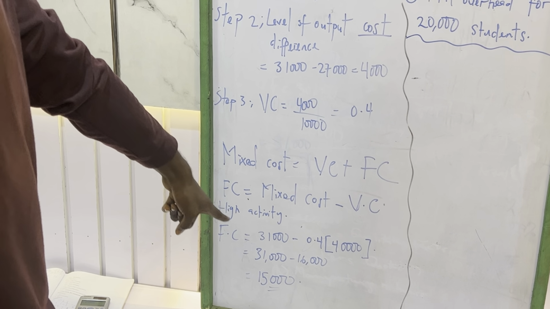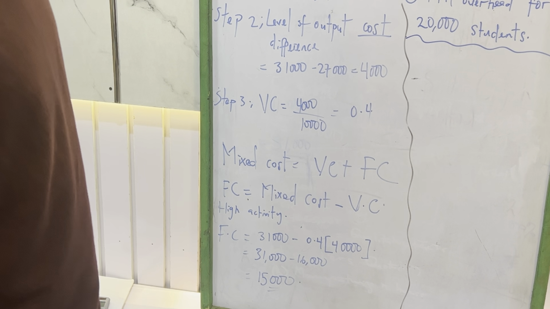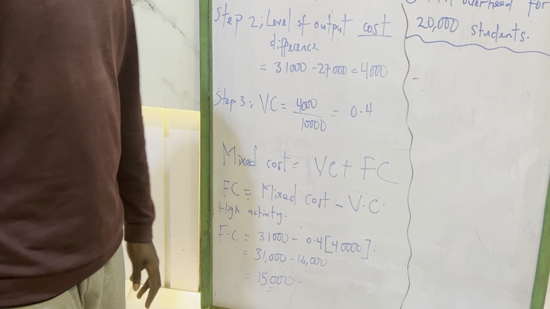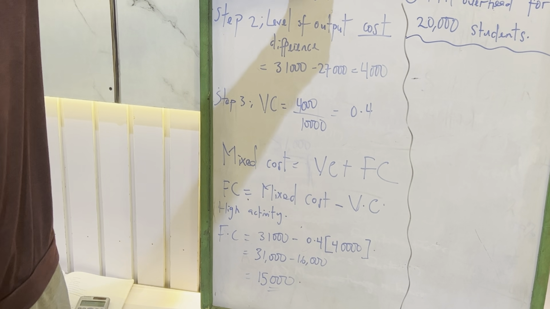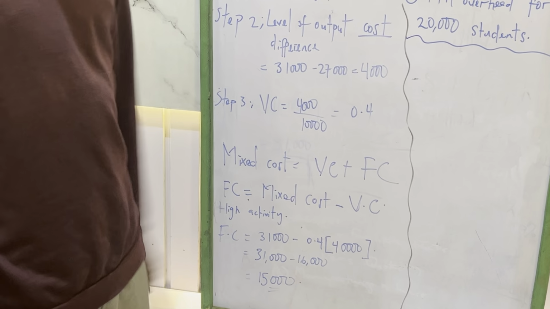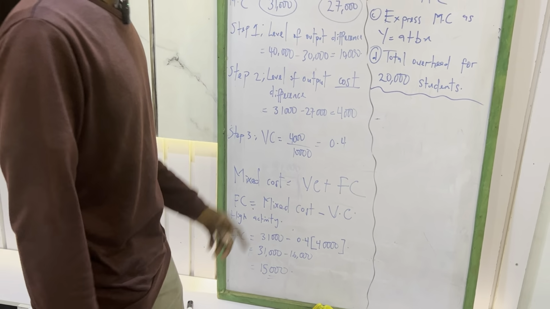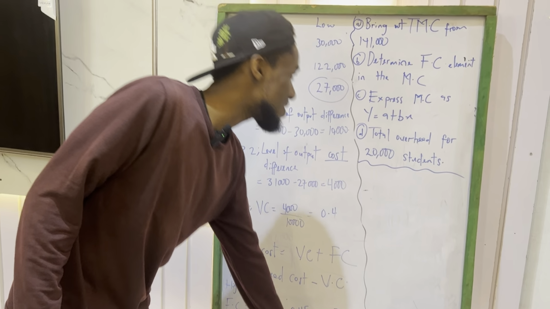So if you do this for the low activity, you will get the same answer. All you just have to do is substitute this one with 27,000, substitute this one with 30,000, and you will have the same answer because it's fixed cost. All right. So without further ado, let us go to question C.